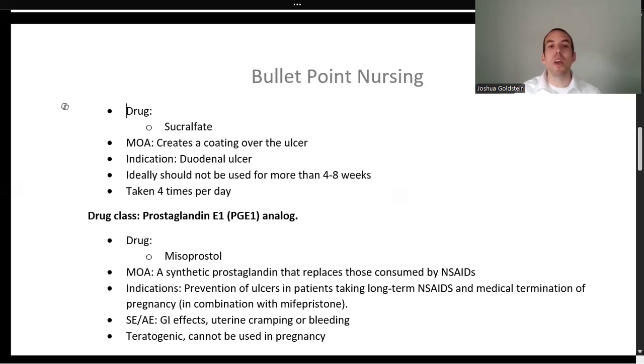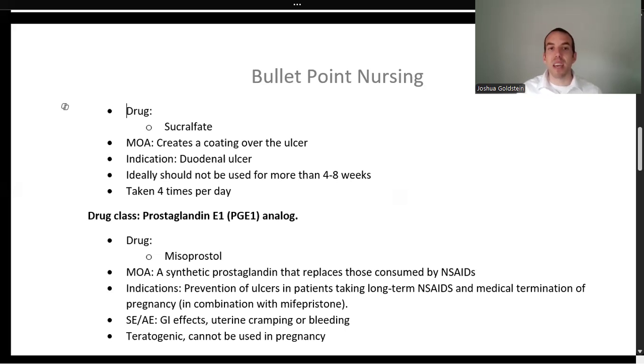So what do we use it for? We use it specifically to prevent ulcers in patients that are taking long-term NSAIDs. In general, we don't want patients taking long-term NSAIDs, almost primarily for this reason. But if they are going to be taking long-term NSAIDs, such as an RA patient, rheumatoid arthritis, this would be a medication we may give that patient to take with it to reduce that risk of NSAIDs.